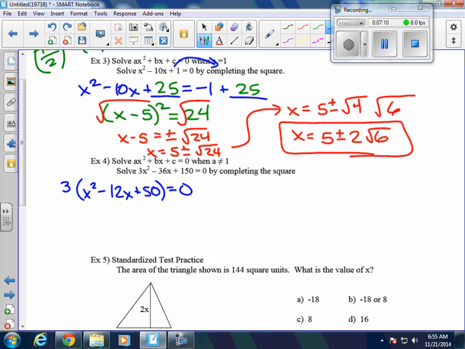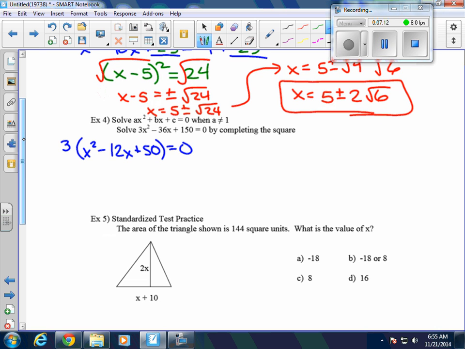Well, if we're solving this, we divide by 3 on both sides, and 0 divided by 3 is 0, so that's really going to be gone. So now we're going to have x squared minus 12x plus some number equals negative 50. We move that 50 across, plus some number. Well, what is our some number? It's going to be 12 divided by 2 squared. 12 divided by 2 is 6. 6 squared is 36. So we're going to add 36 to both sides.